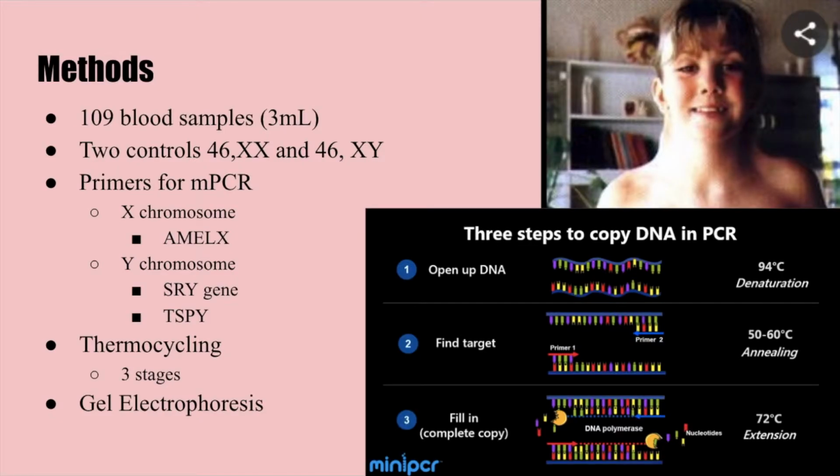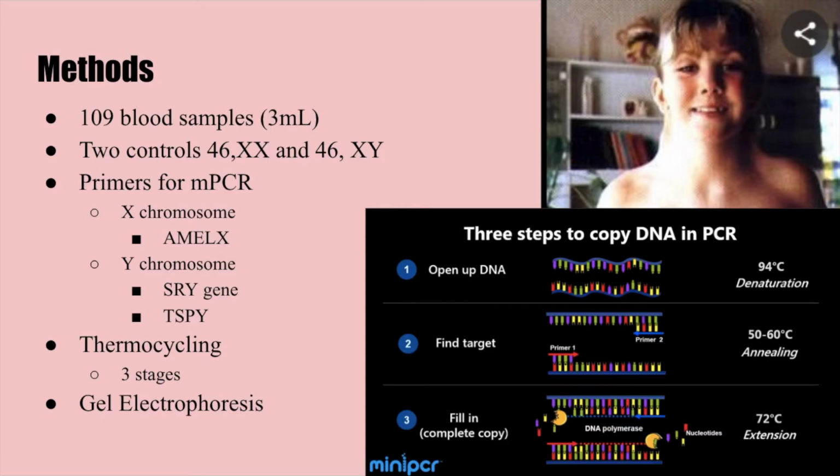Okay, so hi guys. So for today, the methods of the research paper include 109 patients and 2 controls. The 2 controls are a healthy female with 46 chromosomes and a healthy male with 46 chromosomes. So 109 blood samples and 2 blood samples of the healthy controls were included in the MPCR, 3 milliliters. Primers were made for the multiplex PCR, 1 on the X chromosome, which is MLX, and 2 on the Y chromosome, SRY gene and TSPY.